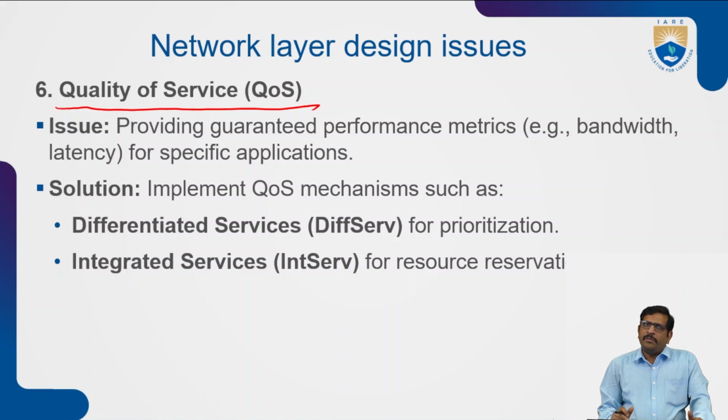For example, bandwidth and latency for specific applications, delivered at the right time without other delays. So these are all the issues: providing guaranteed performance metrics, delivering guaranteed data, delivering the correct data. For this one, the solution is to implement quality of service mechanisms.